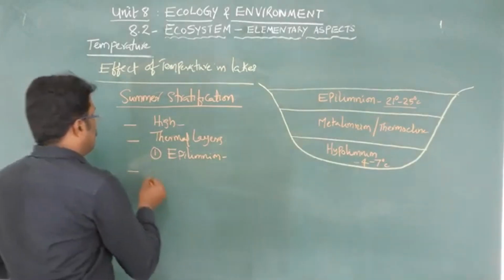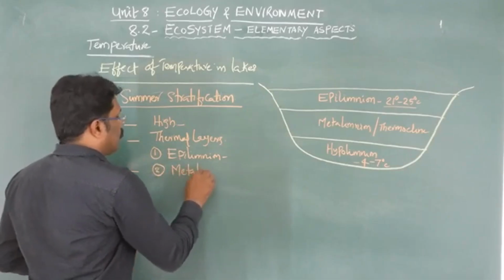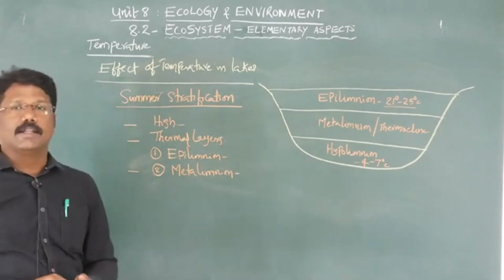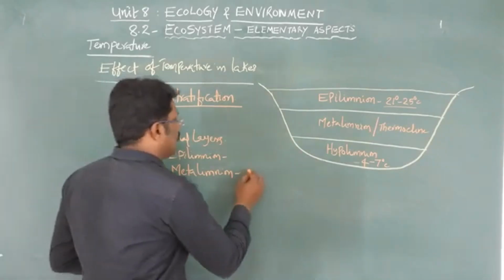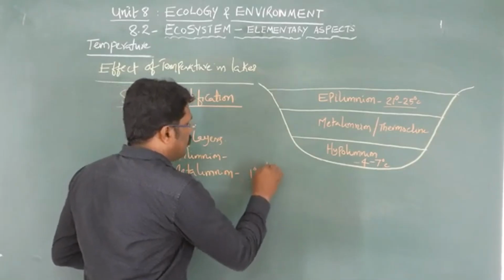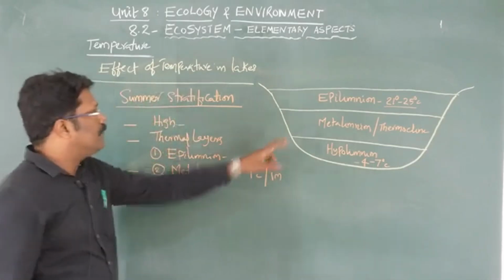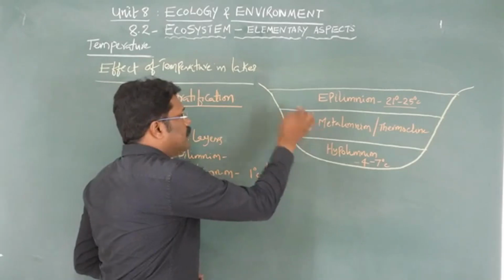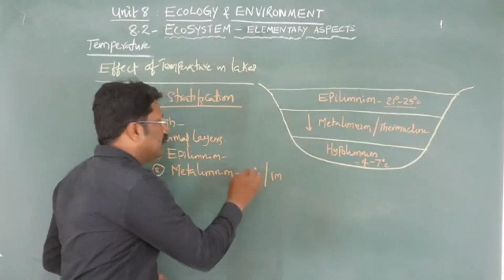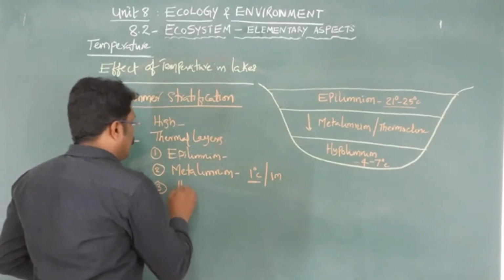And the second layer is the metalimnion, or it is also known as the thermocline. In this region we can see a variation of 1 degree centigrade decrease for every 1 meter of depth. That means if we go down in this region, for every 1 meter of depth, 1 degree centigrade will be decreased. And the third layer is known as the hypolimnion.